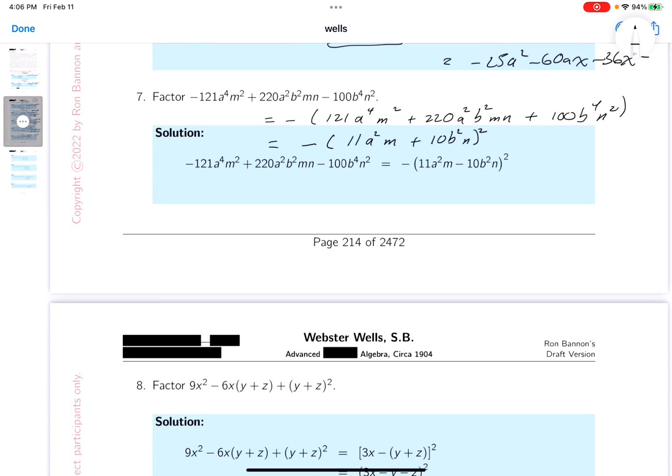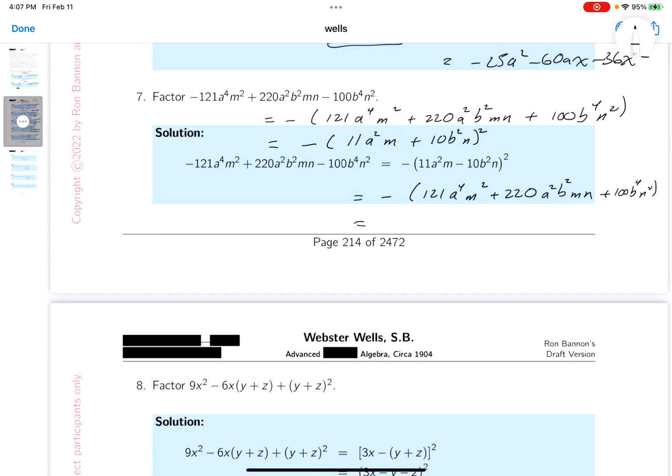I want to check it though. And someone says, why do you check these things? Just to make sure. So it'd be minus, well, 11 squared is 121, and then you would get a^4 m squared. And then what are you going to get? You get 110 down twice, which is 220. And let's put the variable part of it down now. So it's going to be a squared. I like to write in alphabetical order, by the way. A squared, b squared, mn. Plus 100 b^4 n squared.